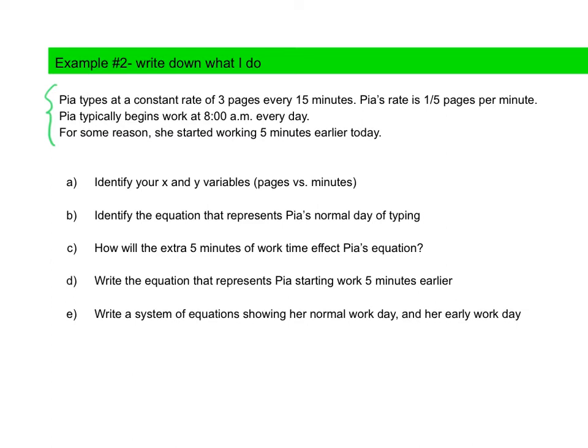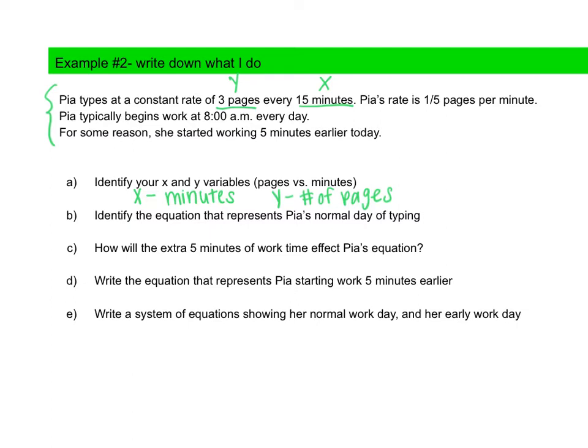So the first thing we're going to do is identify our x and y variables. So we're talking about pages and minutes. Which one of these is independent, which means nothing affects it? Well, time. Time is always independent. So that is my x variable, which means this has to be my y variable. So x is our minutes, and y is our number of pages. This is old learning. You should be able to do this without my help, okay?